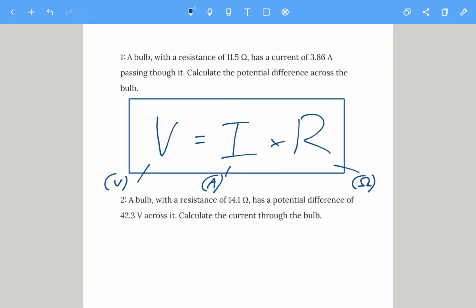The equation practice video. This one's Ohm's law, V equals IR. I've written it out there for you. And V is voltage measured in volts. I is current, which is measured in amps. And R is resistance, measured in ohms.